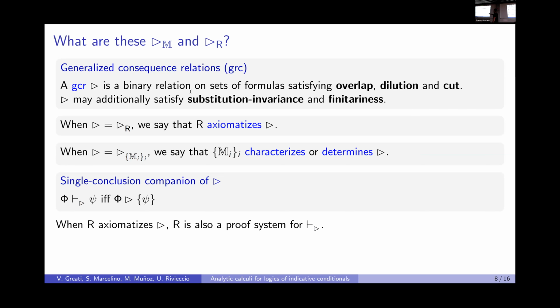And for that reason, if we have a calculus that axiomatizes the GCR, we also have a proof system for its single conclusion. So in particular for matrices, for many-valued logics, if you're studying the multiple conclusion version of it, the single conclusion one, that is the most usual logic that you talk about, is just going to be its single conclusion companion. So by studying in the richer framework of GCRs, you're also studying the simpler one.